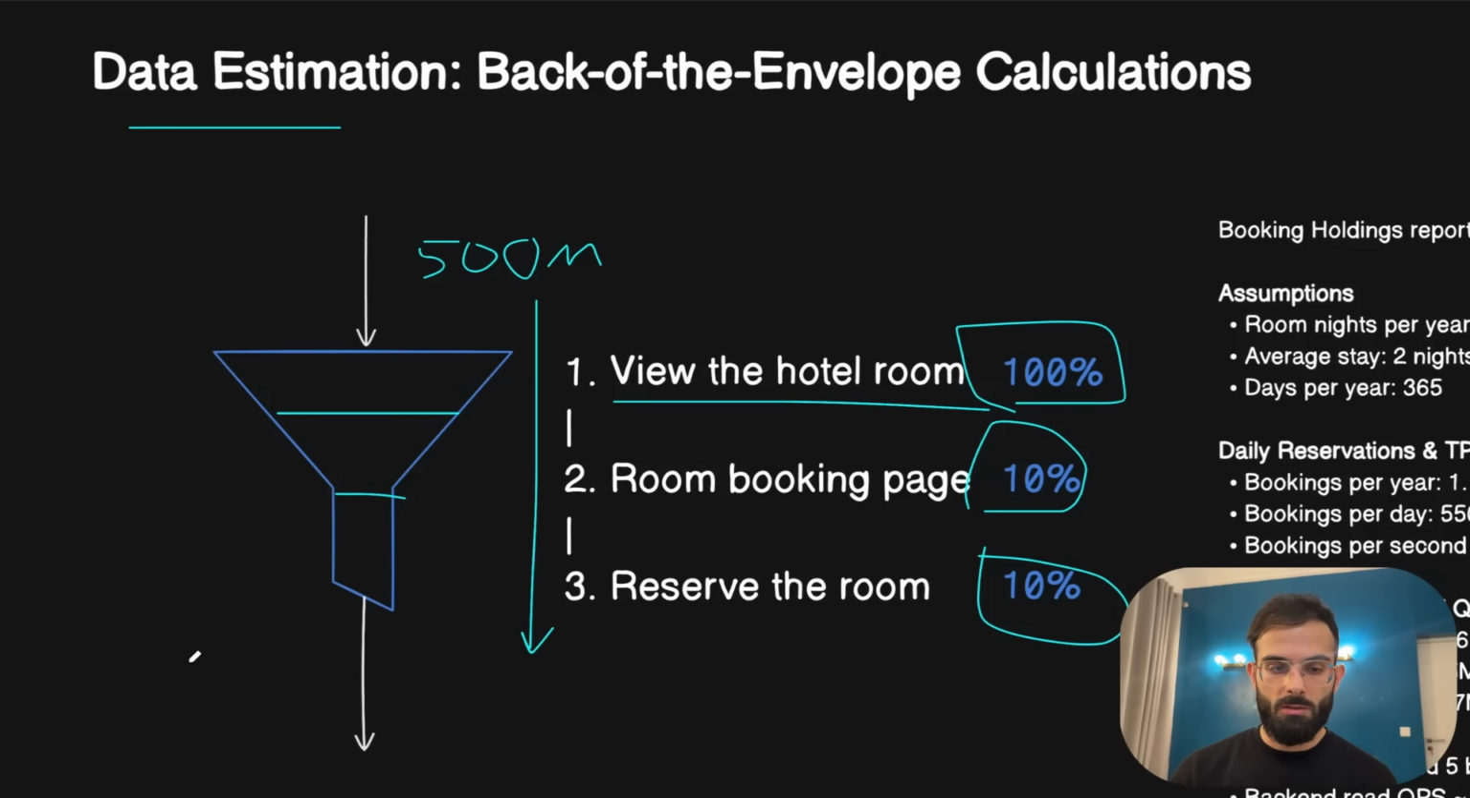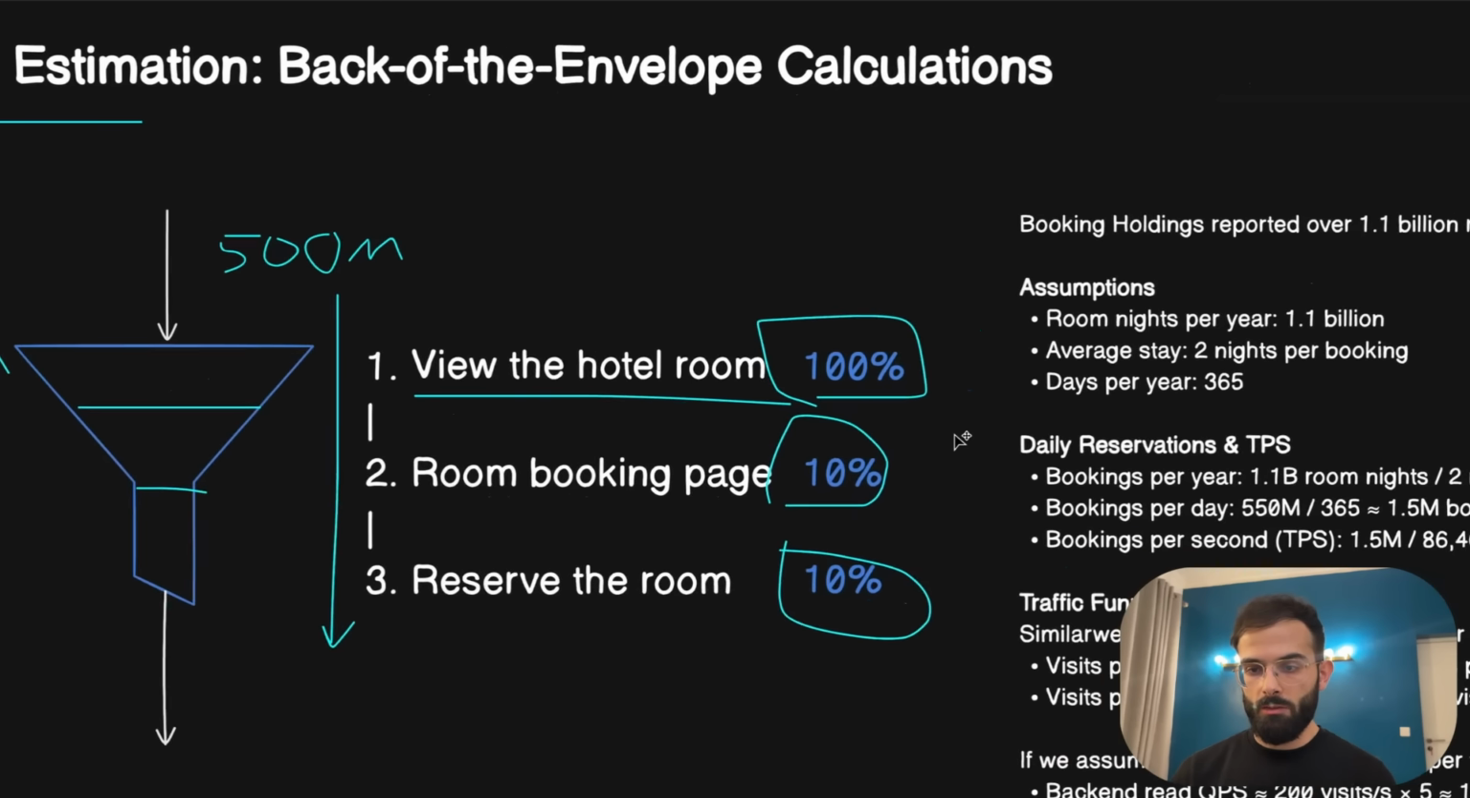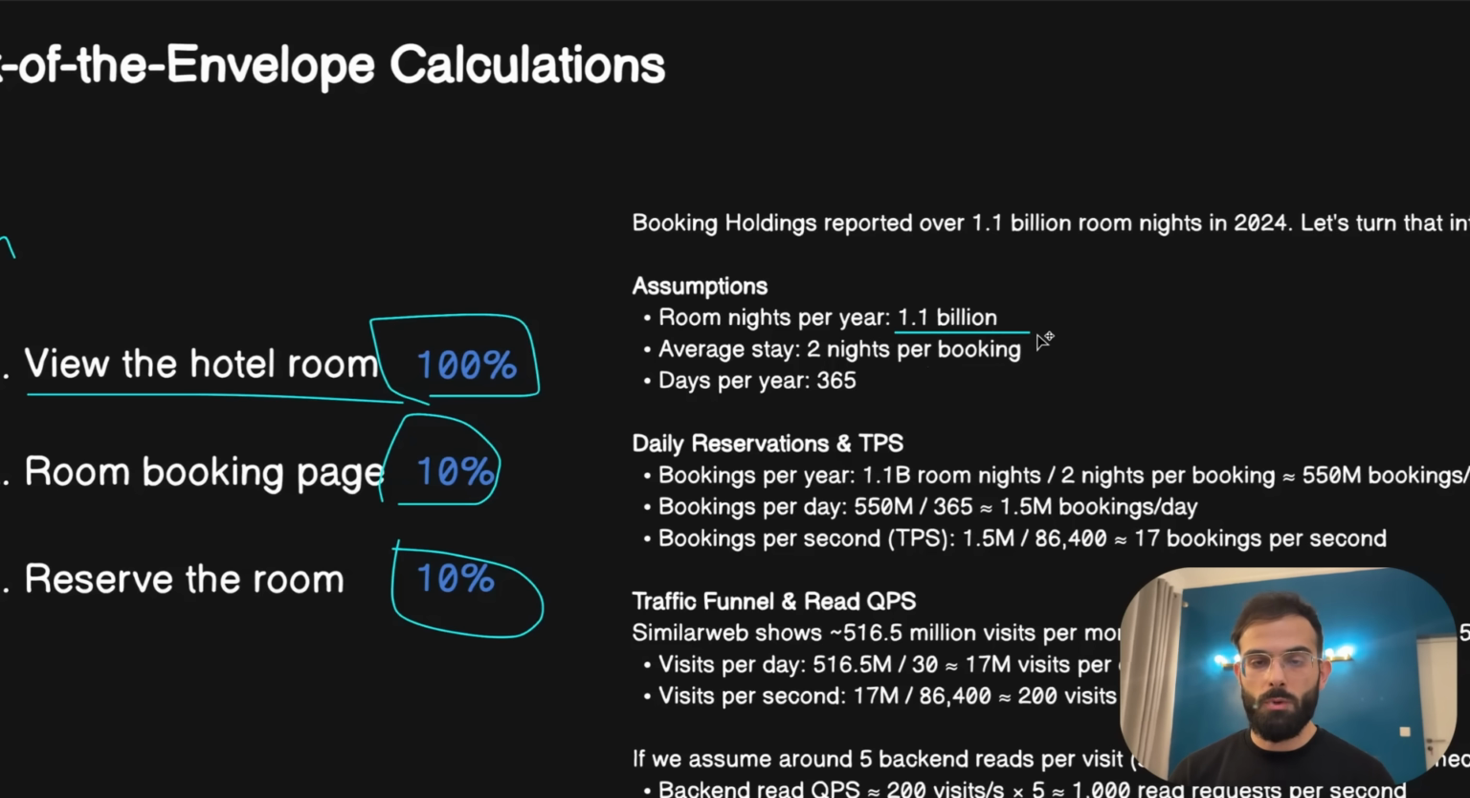And the other way is the bottom-up approach, which is to get the number of reservations per year, let's say. And for Booking.com, that is 1.1 billion reservations per year.